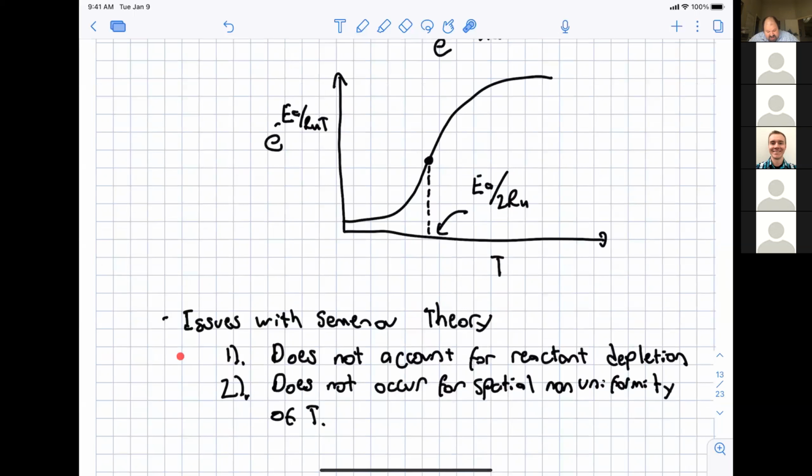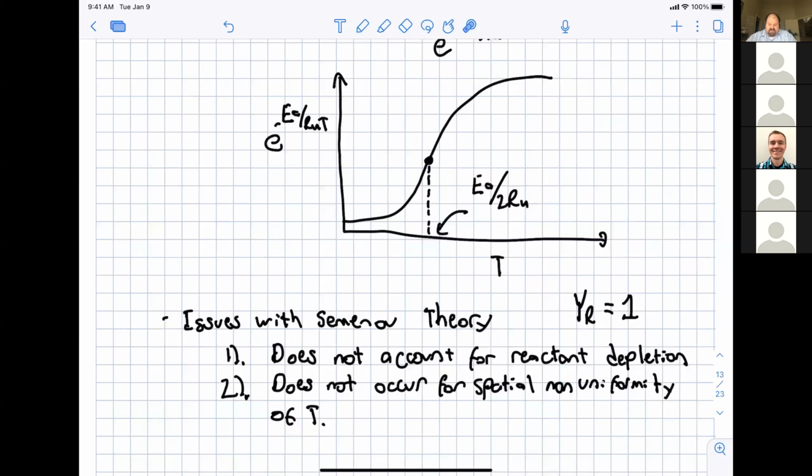One, it does not account for oxidizer. It does not account for depletion of the reactants, meaning that it assumed that YR was equal to 1 for the entire process. And so what effect does accounting for this reactant depletion have on a thermal explosion or not? In your homework, you are actually correcting to account for that effect for Semenov.